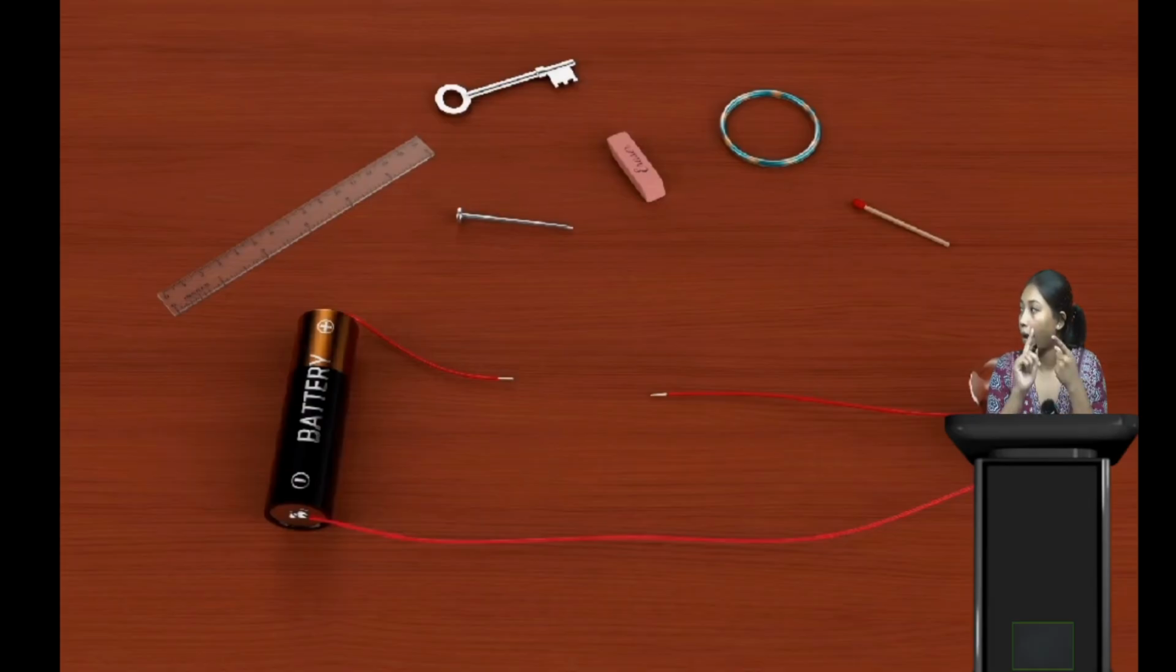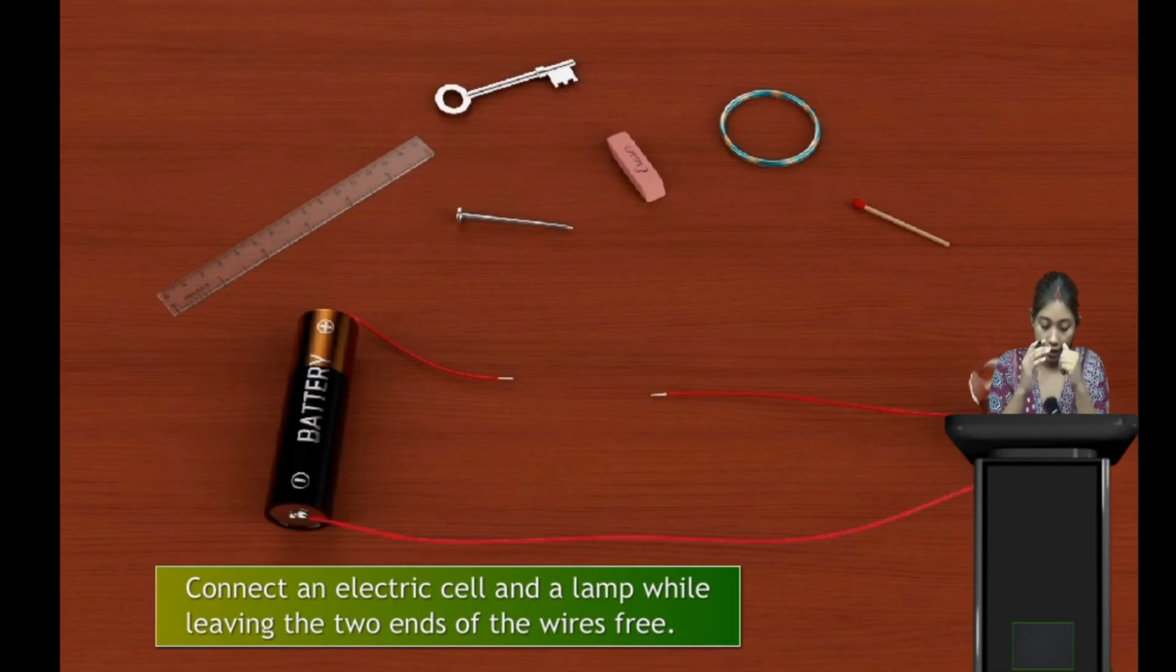Here we can see there is a battery, a bulb, a wire, and some of the things are scattered here and there. It's saying that connect an electric cell and a lamp while leaving two ends of the wire free. So what we have to do? We have to take a battery, a lamp and a wire. We have to attach the battery with that wire and the bulb with the wire, and we have to let the two ends free from each other. Okay, we can't connect them.